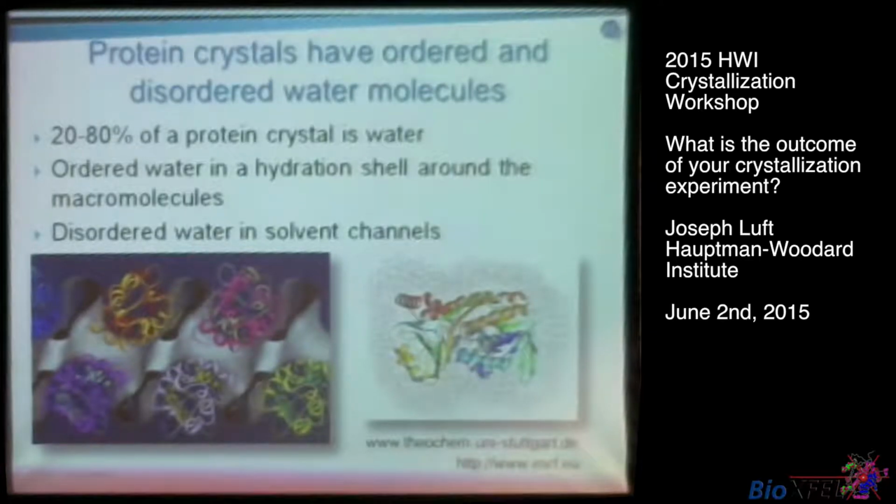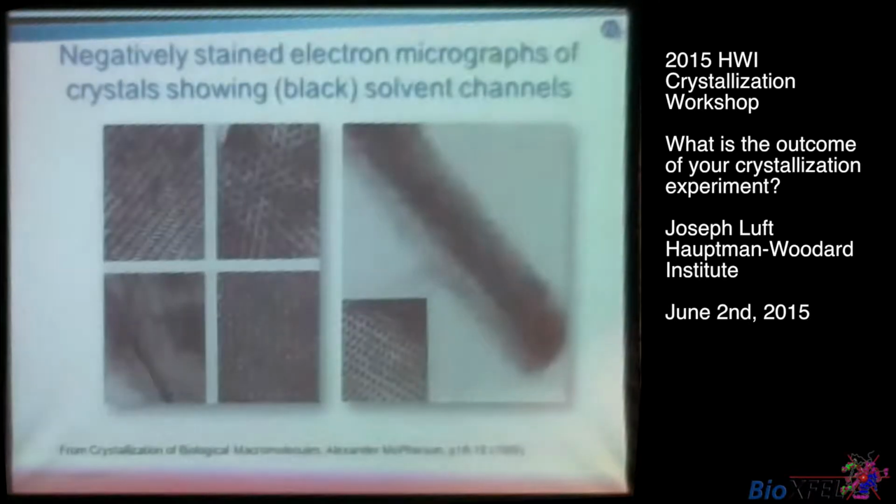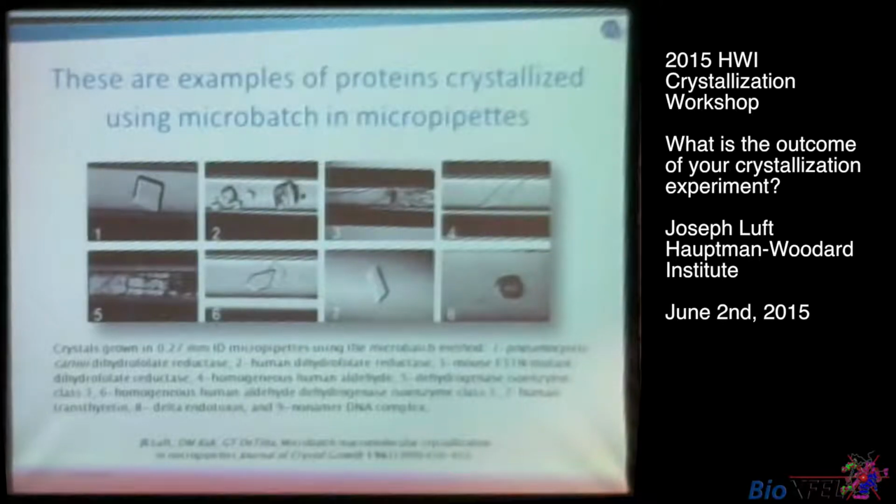This is all disordered water. And then we have this hydration sphere of ordered water around the protein molecules. And it's just a cryo-EM image from McPherson's work that actually shows the black are the water channels, and you can see the white protein, the beautiful symmetry that the crystals have. If you have crystals like this, it's very easy to tell that they're crystals, right? They're big, they're visible, they're easy to spot.